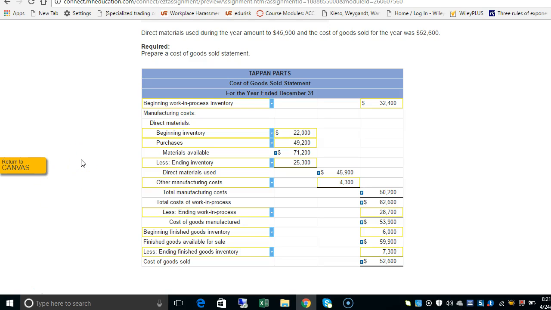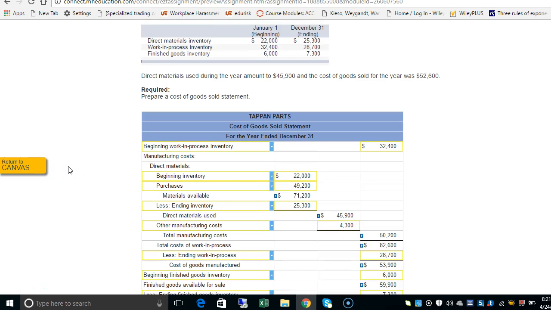And all this is basically flowing your costs through the T accounts of raw materials, work in process, and finished goods. This is a problem where you almost have to work backwards to get the answers. They're giving you answers at different levels of the statement. So I believe yellow is where you can input something on Connect.